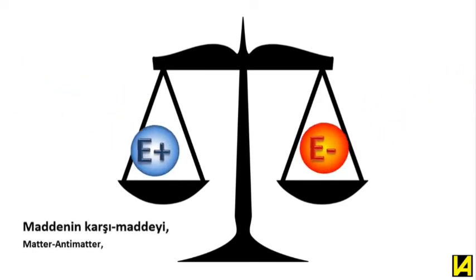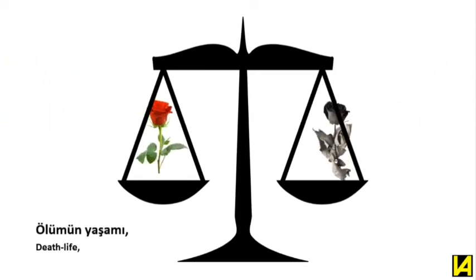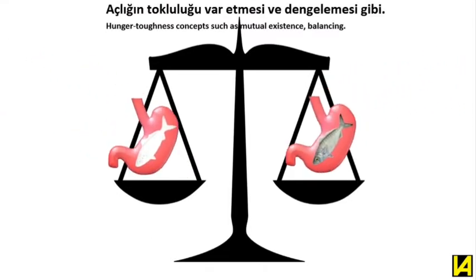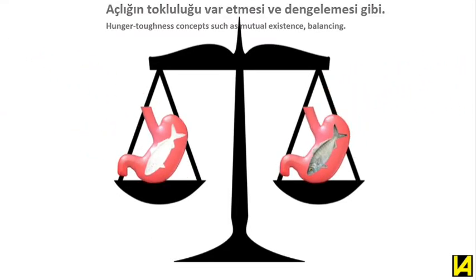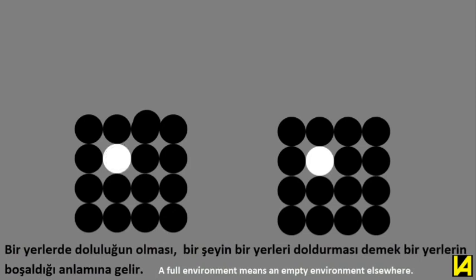Matter and antimatter. Positive, negative. Death, life. Hunger, toughness, concepts such as mutual existence, balancing. We can say the opposite, so we can say that they mutually exist. The full environment means an empty environment elsewhere.